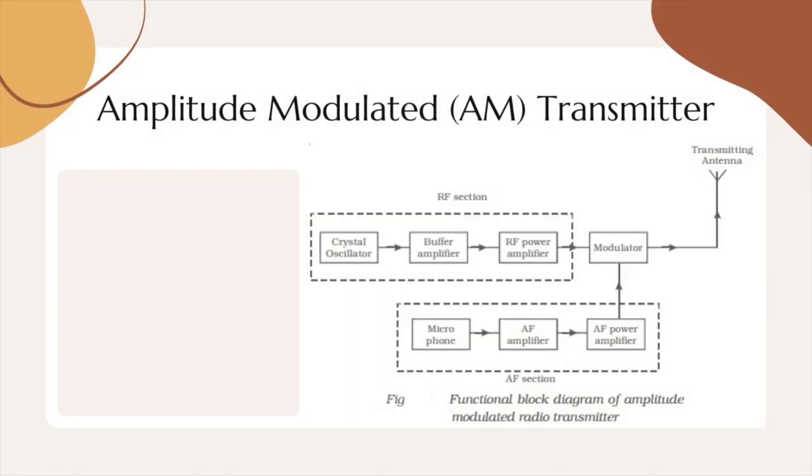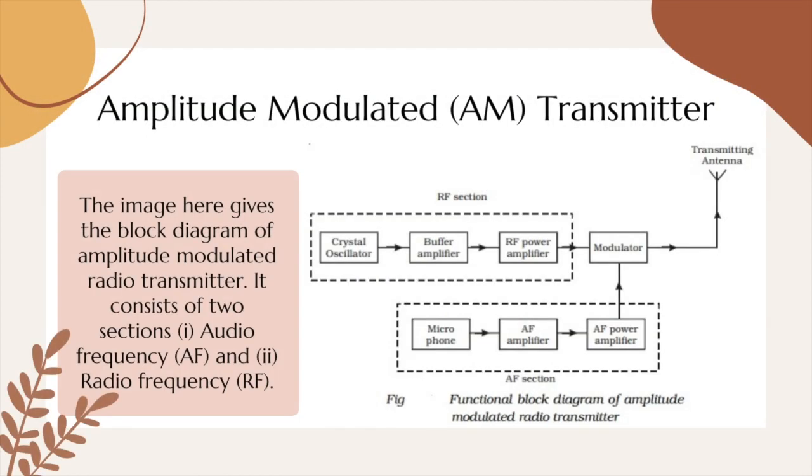So now let us learn about the two different types of transmitter. Let us focus on the first type, which is the amplitude modulated or AM transmitter. The image gives here the block diagram of the amplitude modulated transmitter, which consists of two different sections, which is called the audio frequency or the AF section and the radio frequency or the RF section. Let us have an enlarged view of the whole process, how an amplitude modulated transmitter works.